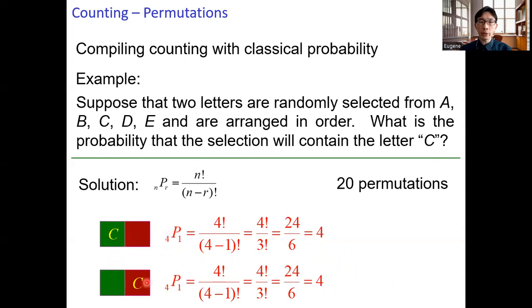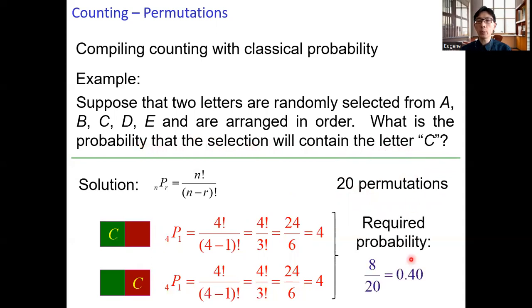Combining these two scenarios, altogether there are 4 plus 4 equals 8 permutations that contain the letter C out of the 20 permutations. So the required probability that the selection will contain the letter C equals 8 over 20, which is 0.40.